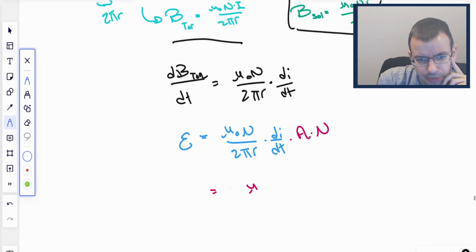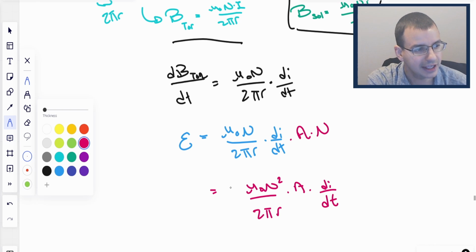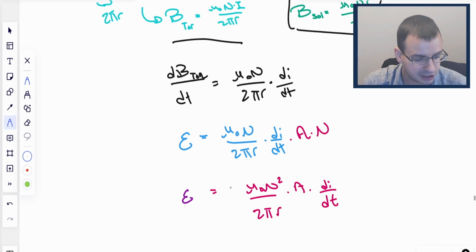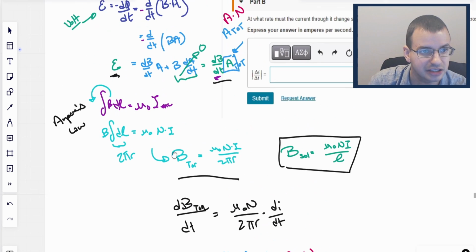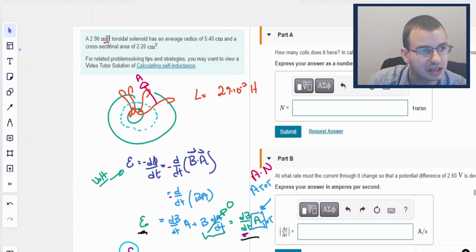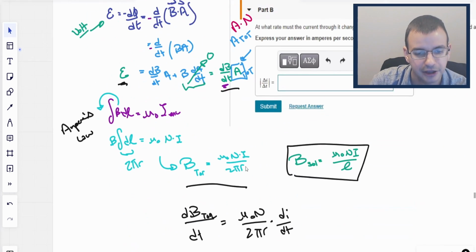Rearrange this, make it a little bit prettier. Let's say mu naught N, 2 pi r. We've got two N's, so we'll call that squared. Multiply this by A, and then we'll put di dt over here. The reason I wrote it this way is this gives us the definition of inductance. So they give us an inductance in Henrys. That's what Henrys measure. It's a measure of inductance. They even say here self-inductance.